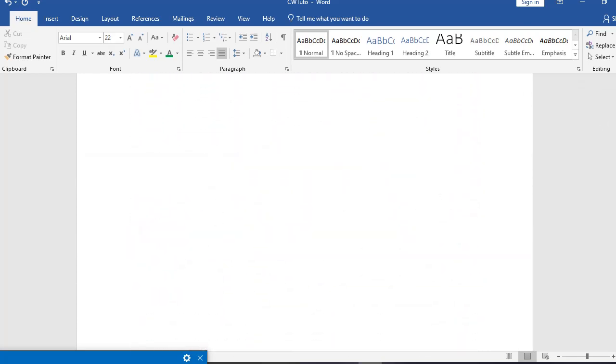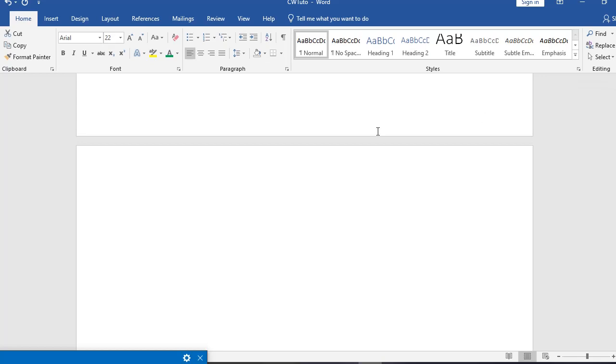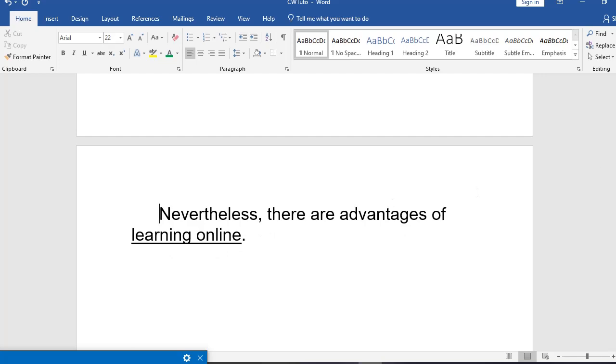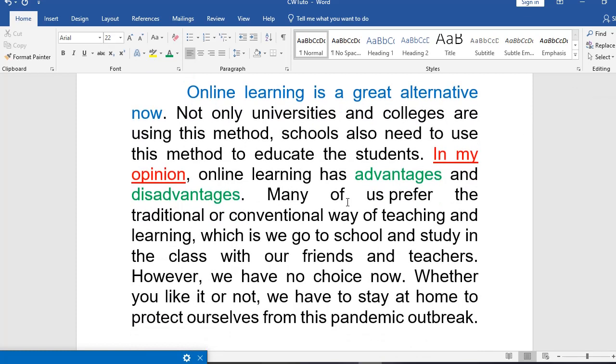In the next paragraph, look at the question again. Question asks you, online learning is an advantage, but you have your own opinion. Okay, maybe you have thought that there are advantages and there are disadvantages. Okay, so never mind. So first we talk about the advantage. In the next paragraph, maybe you want to talk about the advantage of online learning. Just now in the previous paragraph, you talk about your opinion. You want to say that there are advantages, there are disadvantages, and which method that you prefer.